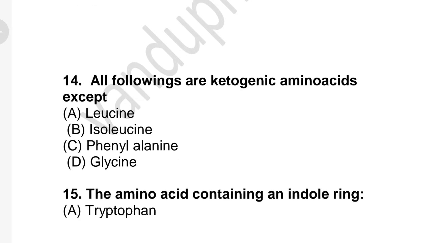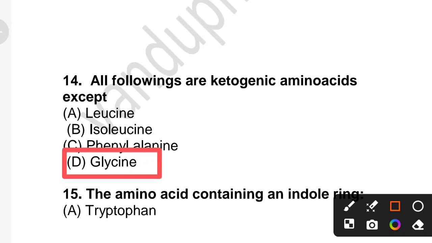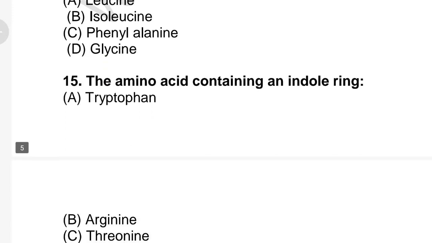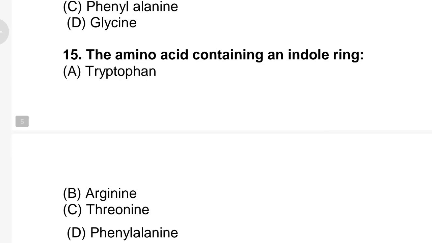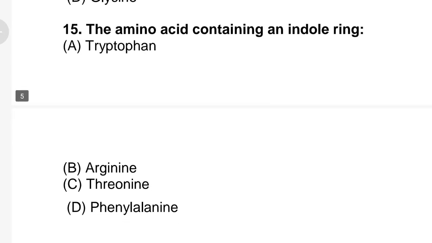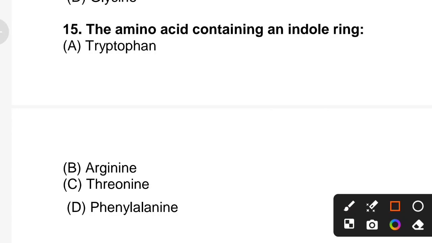All following are ketogenic amino acids except option A leucine, option B isoleucine, option C phenylalanine, option D glycine. Right answer is option D. The amino acid containing an indole ring. Option A tryptophan, option B arginine, option C threonine, option D phenylalanine. Right answer is option A. The amino acid containing an indole ring, tryptophan.